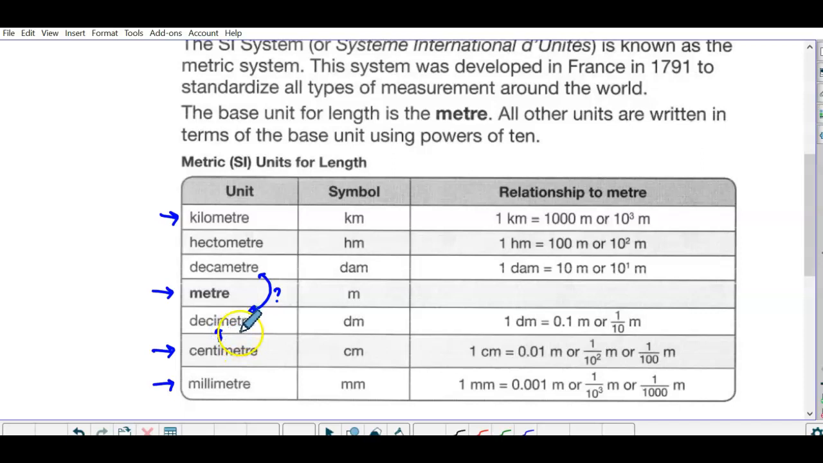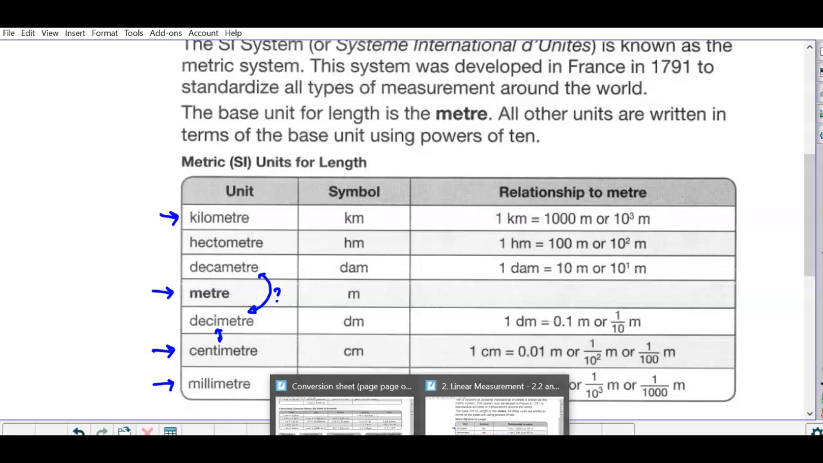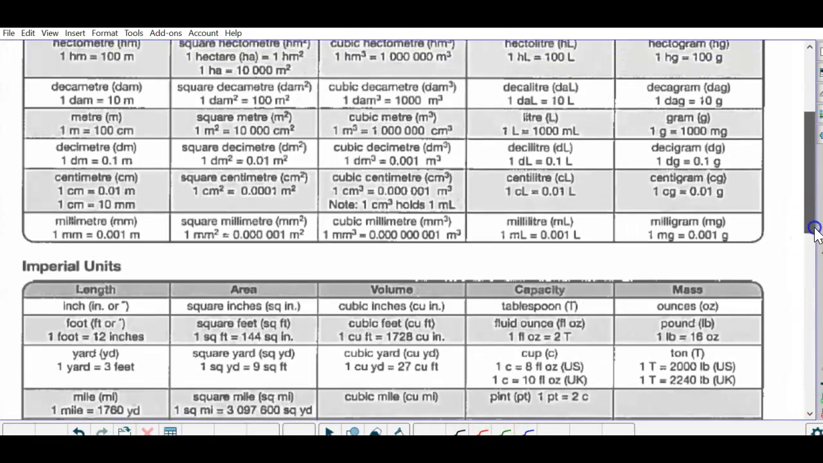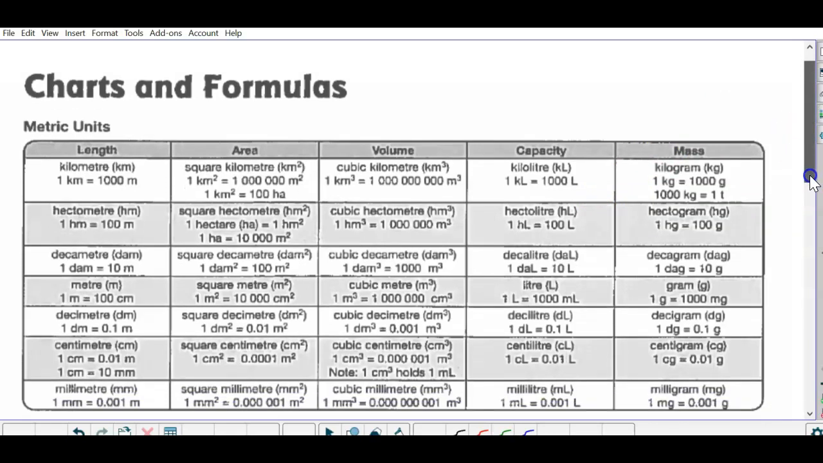But you will have a formula sheet or a conversion page. If you take a look at the last page of your workbook, I will show it to you. It should look something like this. It's either inside the back cover or the front cover, depending on when they publish the book. So you'll see charts and formulas.